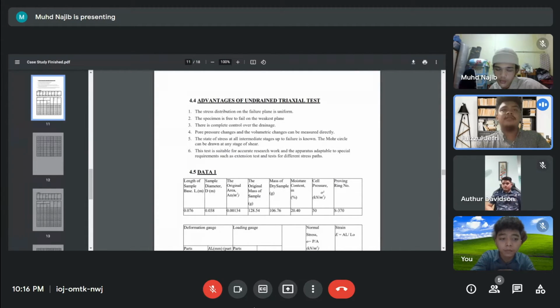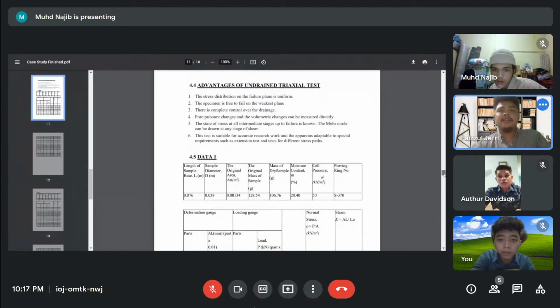Next, there is complete control over the drainage. Next is pore pressure change and the volumetric change we measured directly. Number 5, the state of stress at all intermediate stages up to failure is known. The Mohr circle can be drawn at any stage of shear. And then the last one is this test is suitable for accurate research work and apparatus adaptable to special requirements such as extension tests and tests for different test paths.